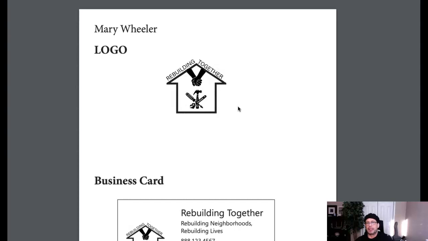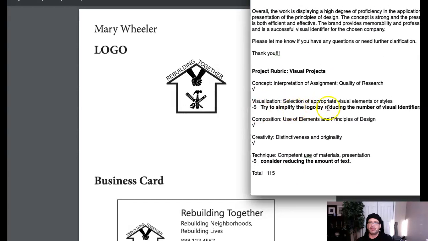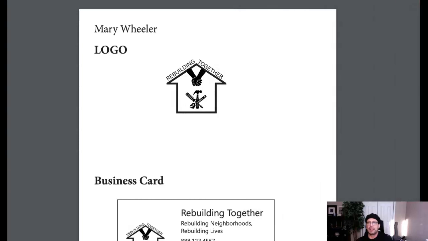A couple of things I want you to keep in mind in logo development, and I think that right now we're looking at just a little 5-point deduction. My note is try to simplify by reducing the number of visual identifiers. Let me explain what that means.